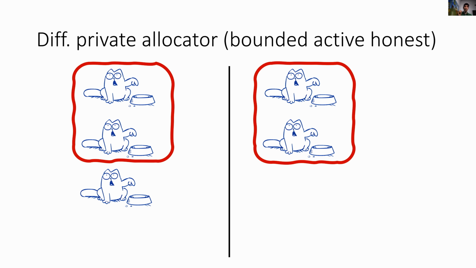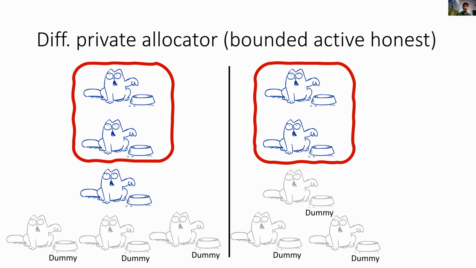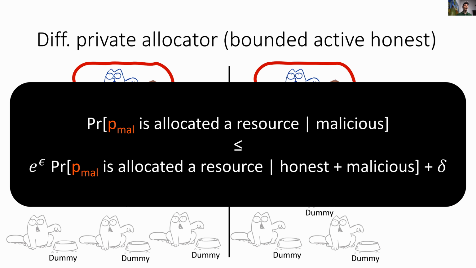But what the allocator can do is sample noise from a Laplace distribution, and that noise is basically going to determine how many dummy processes to add. Then the allocator will just assign resources uniformly among the resulting set of processes. What we show in the paper is that this kind of allocator is going to ensure that the distribution of allocations under both universes are relatively close. And so we get this flavor of differential privacy guarantee.